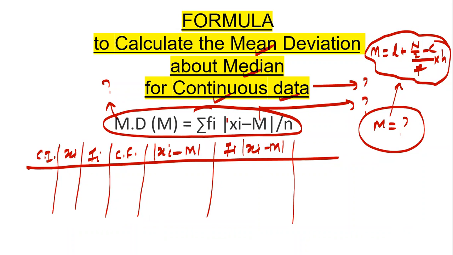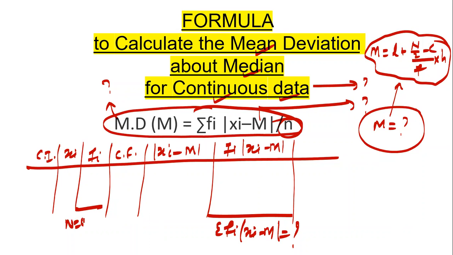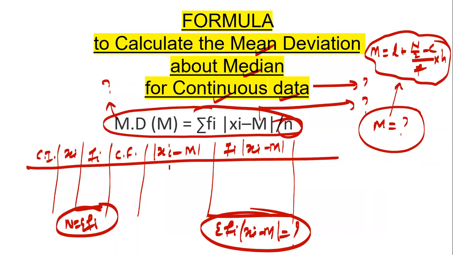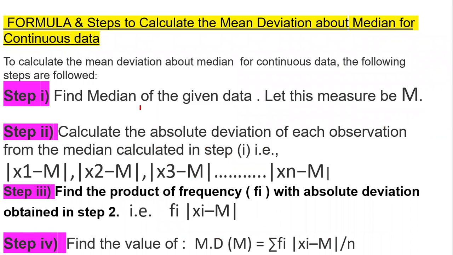And then we will find the summation of fi into absolute value of xi minus M. Find out from here what is N. N is the summation fi. Substitute the values of these two in this formula, and we will get mean deviation about median. These are the steps which I have already discussed with you. Let's take the example.